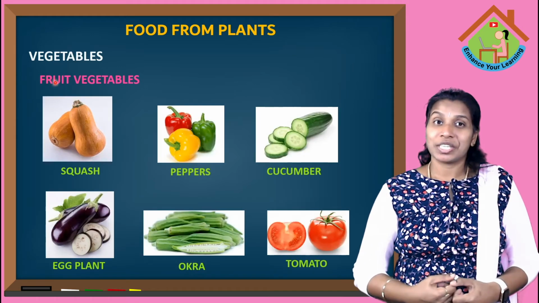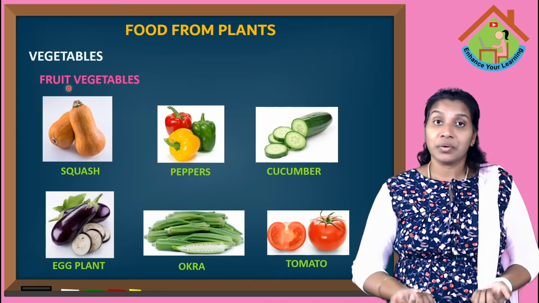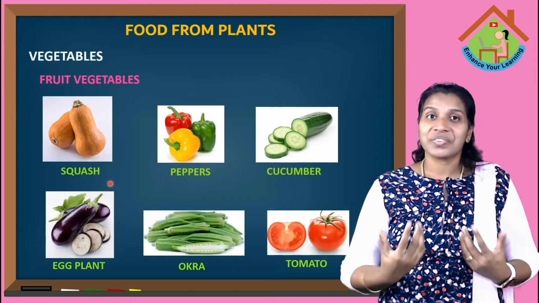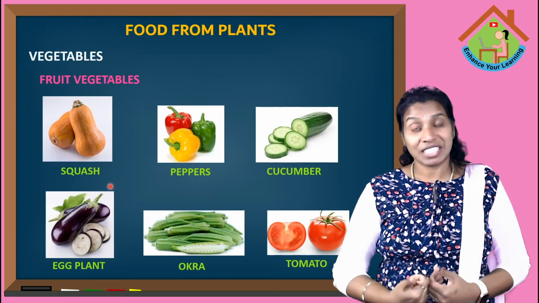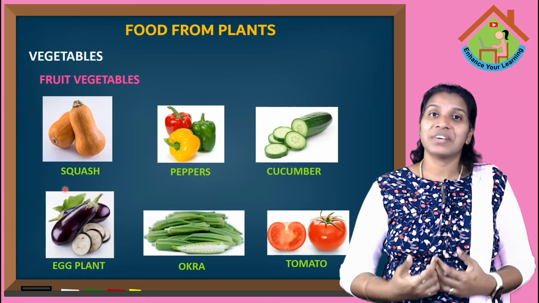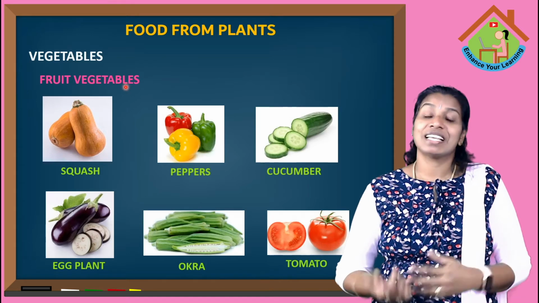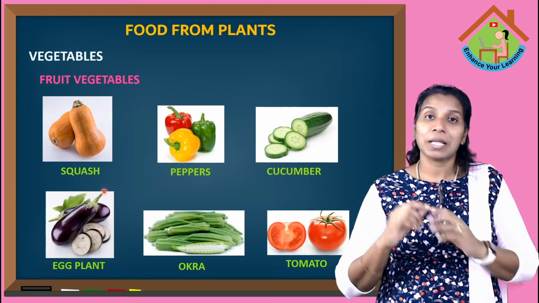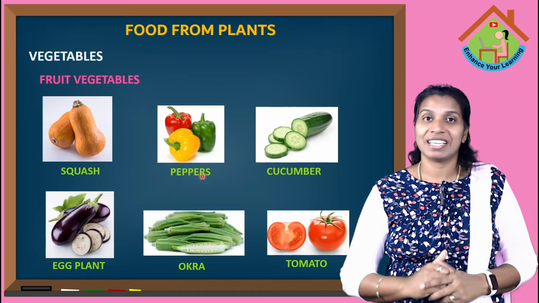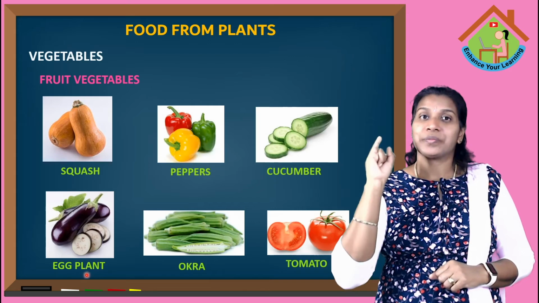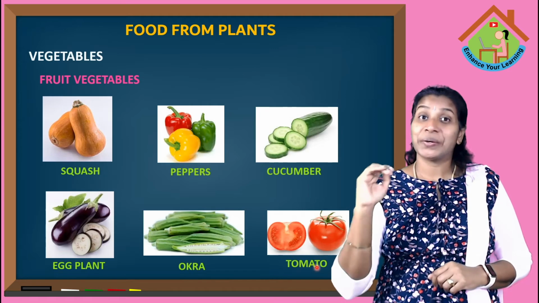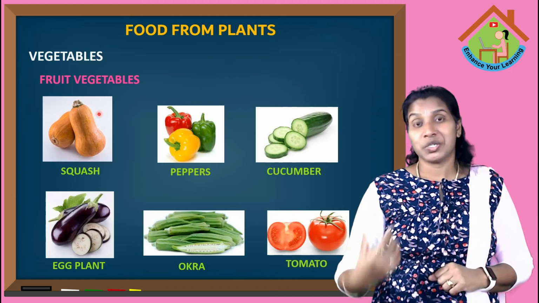Next we are going to see about fruit vegetables. Whether the fruits are consumed as vegetables? Yes. Some of the fruits are considered as vegetable by the virtue of their use. So some fruits we will use as vegetables. That is why this is called fruit vegetables. Okay. What are the examples of fruit vegetables? It is squash, peppers, cucumber, eggplant, okra, and tomato.